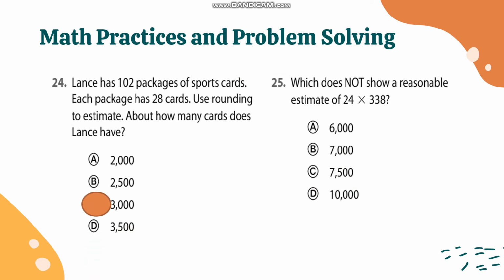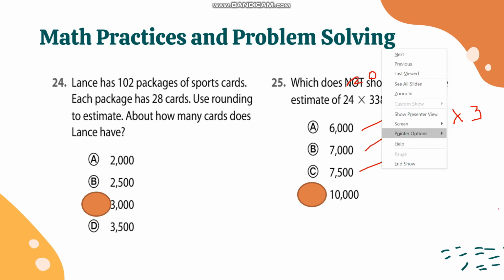And which does not show a reasonable estimate for 24 by 338? The answer is 10,000. Okay, why? Because 24 becomes 20 and 338 becomes 300, that is 6,000. And if I'm going to change this into 25 multiplied by 300, that is 7,500. Or I'm going to change this into 20 and this is 350, so that is 7,000. So those are the possible estimations.